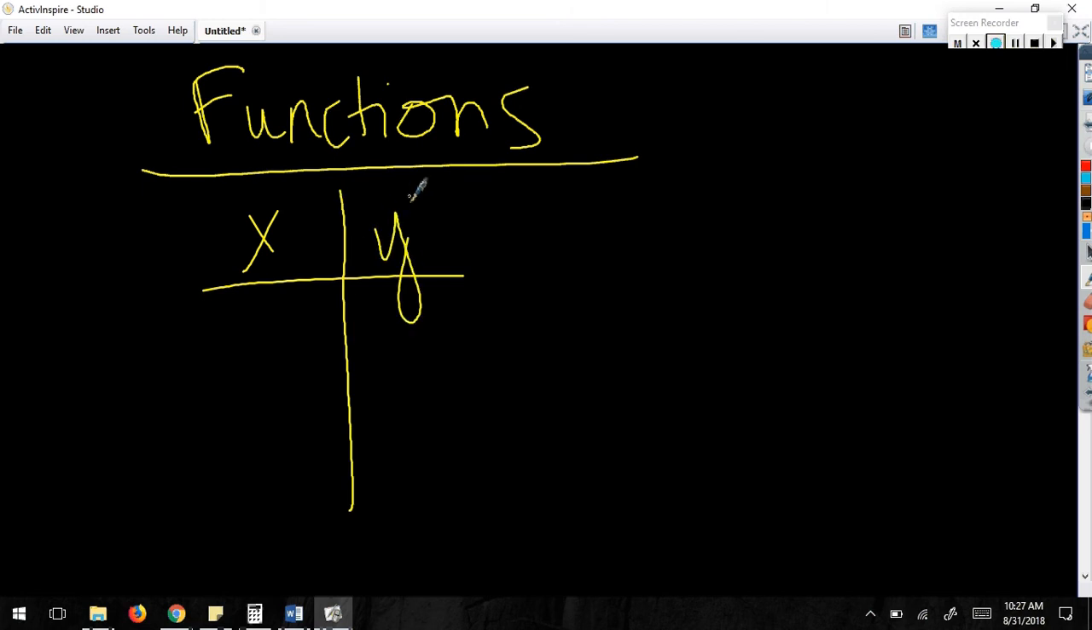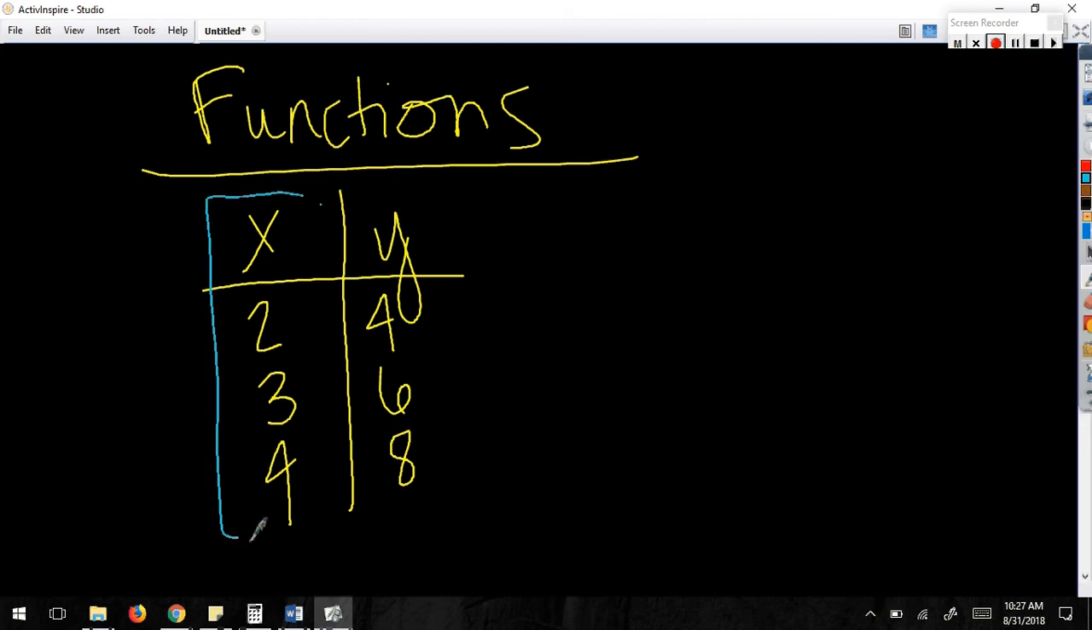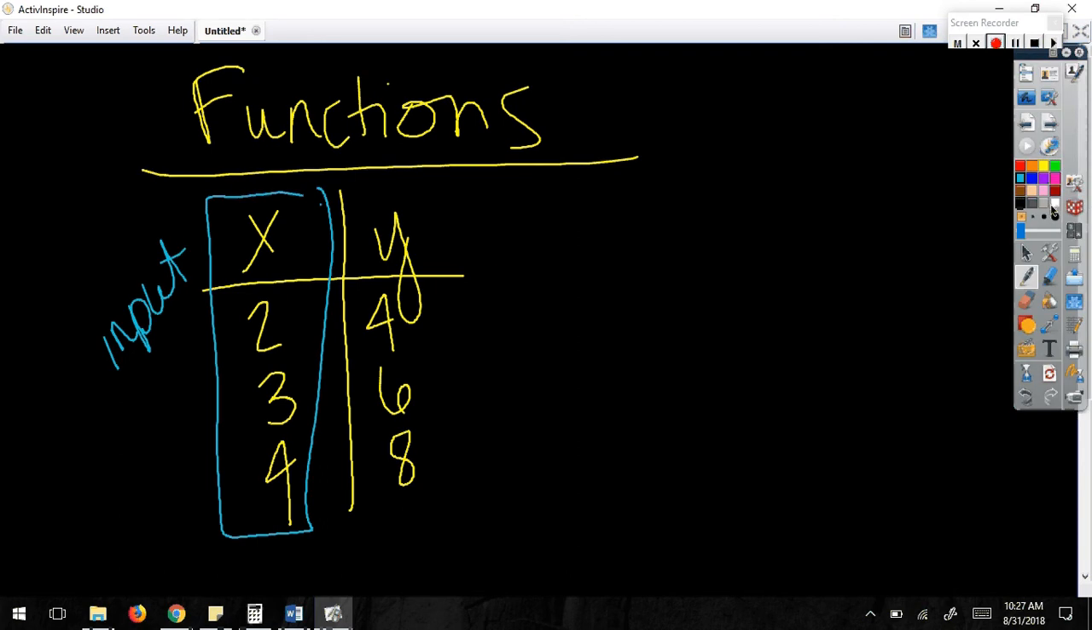Oh, it's the input and the output. You're exactly right. All right, so let's say I had 2, 3, and 4, and I had 4, 6, and 8. So a function consists of values. Some of them are input values, which would be my x, right? And some are output.